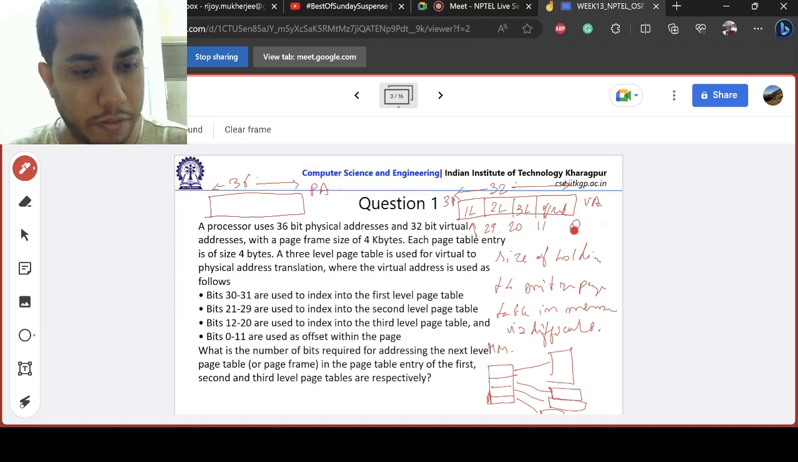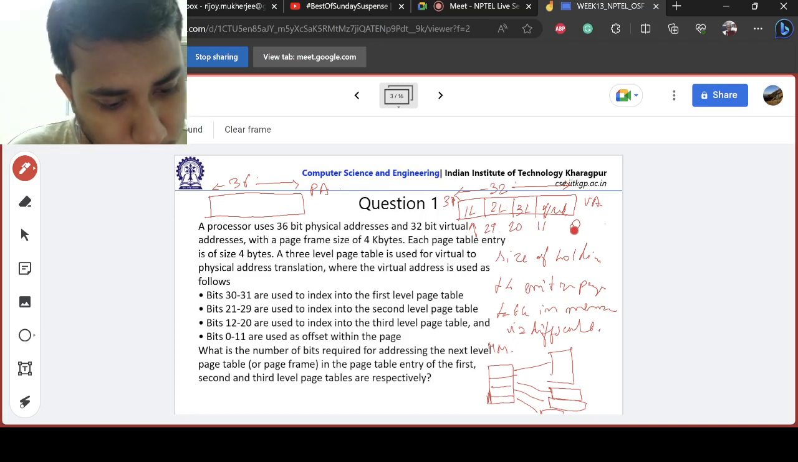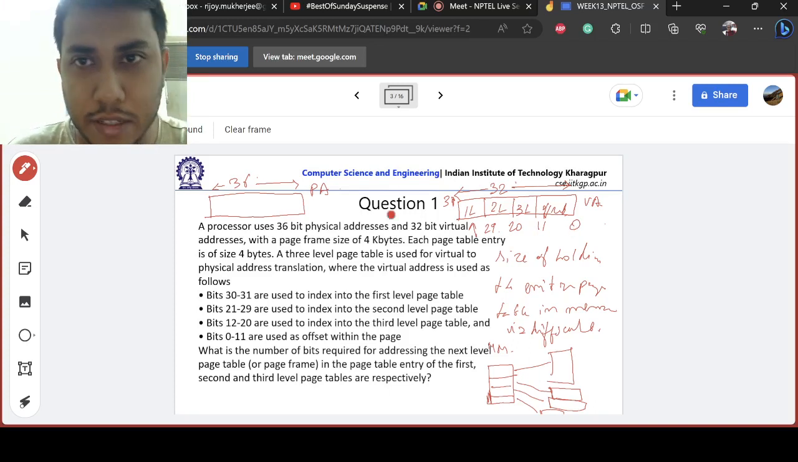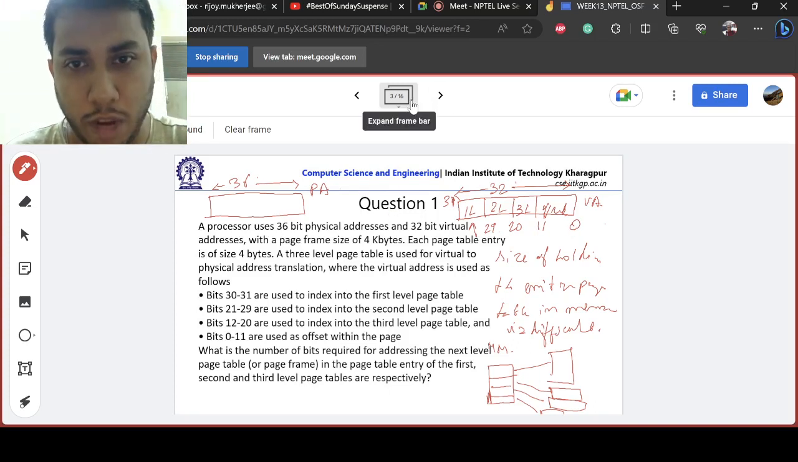So the offset is 12, right? So let's start solving this problem.